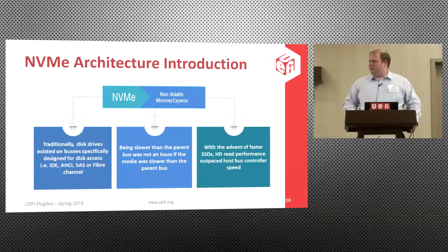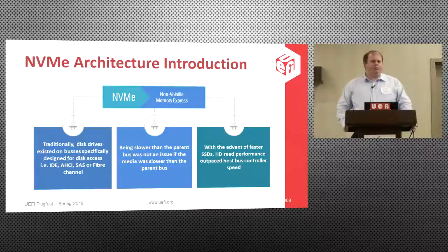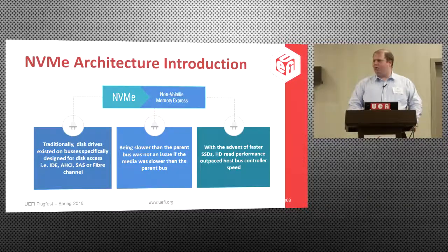The disks being slower than their parent bus meant that it wasn't a problem for the parent bus. They could continue to invent faster parent buses as long as the disks were still slower. But the problem was eventually SSDs really started to outpace their parent bus architectures. So they needed to start to put them closer to the actual hardware or the fastest buses, which PCI Express is pretty much where NVMe plugs in.